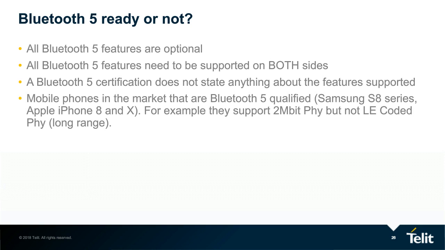For example, I did check on the mobile phones, the Samsung S8 series and the Apple iPhone 8 and 10, on the Bluetooth SIG webpage. They do support the 2 megabit PHY for Bluetooth 5, but they do not support the LE-coded PHY. So that means you cannot communicate on the long range with these devices, although you could use the higher throughput.